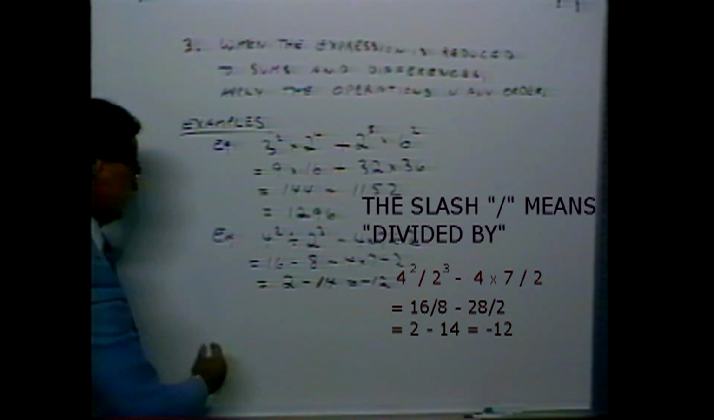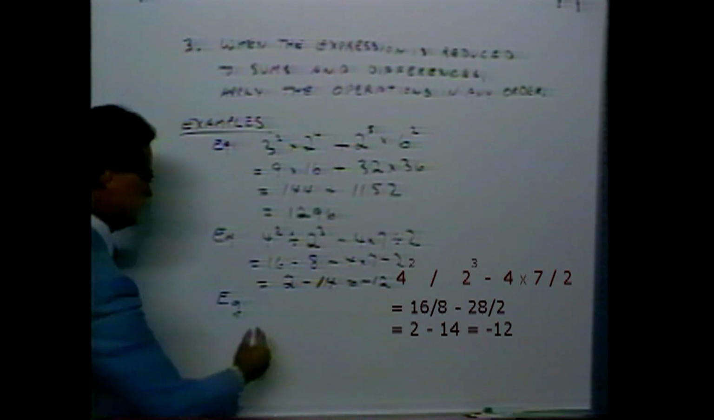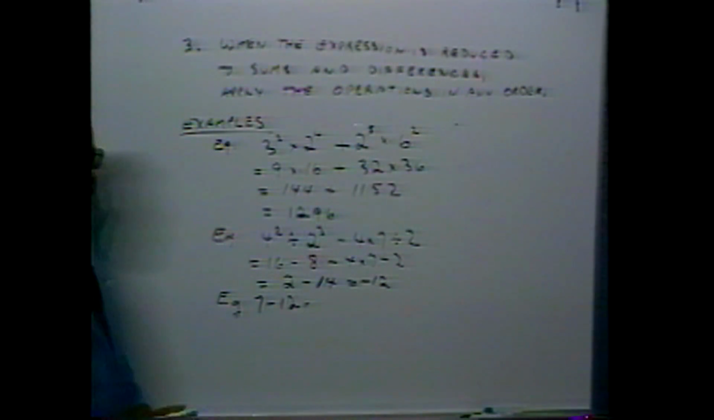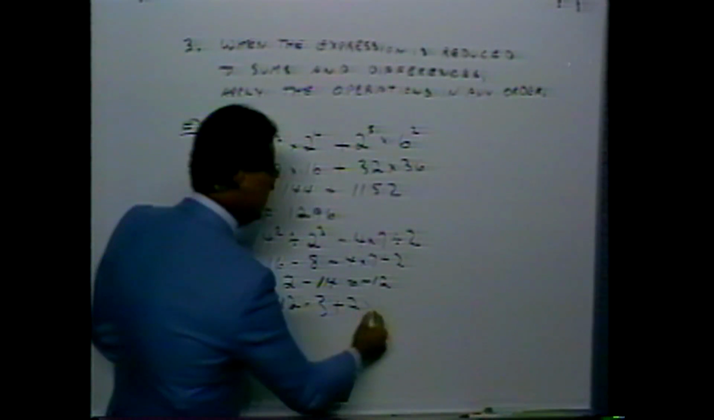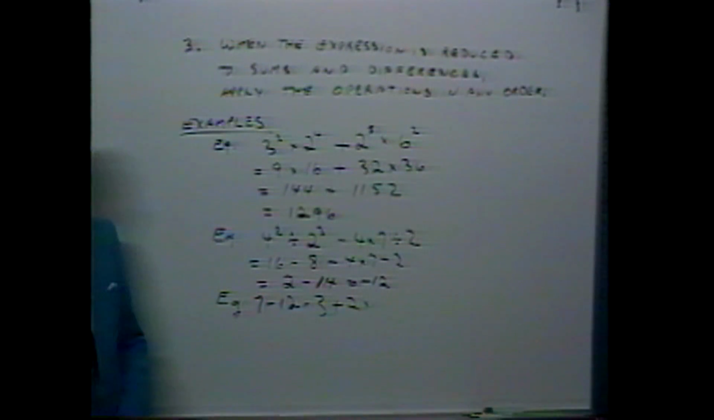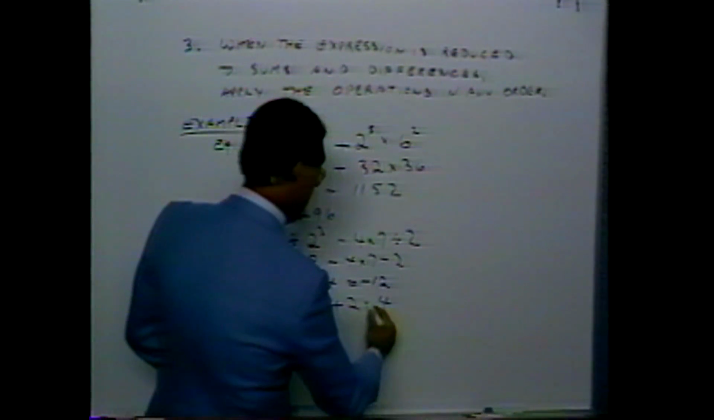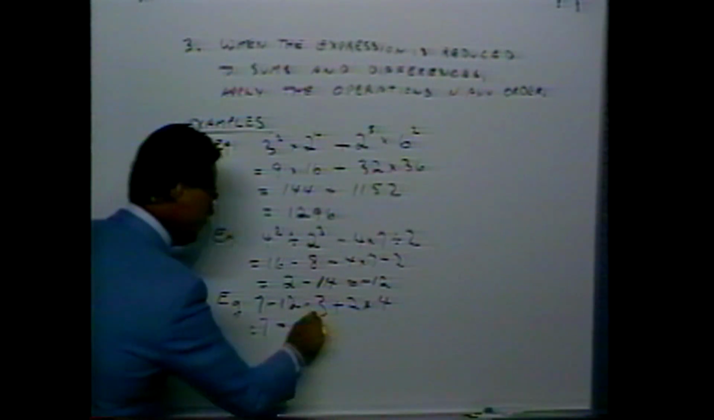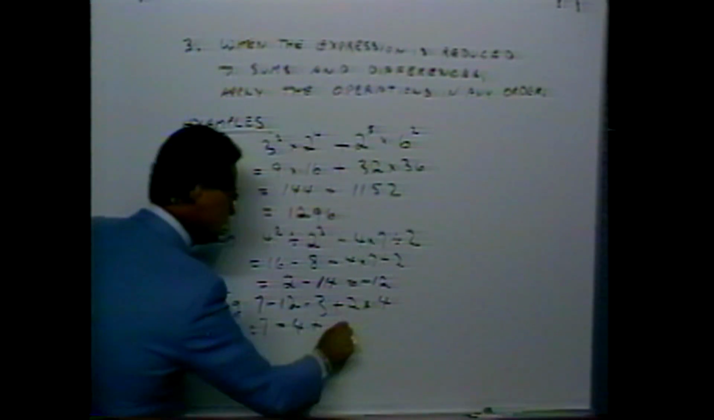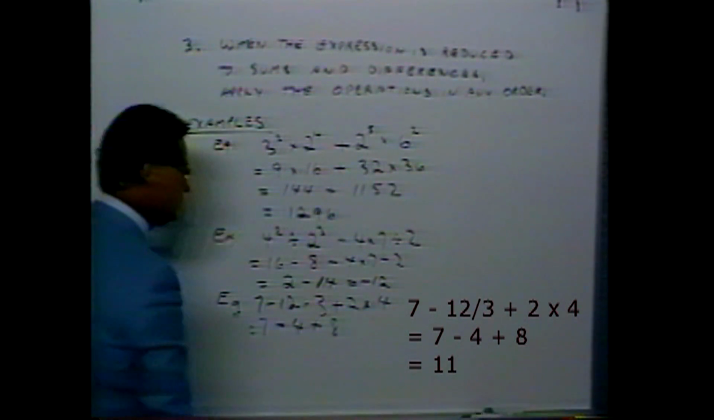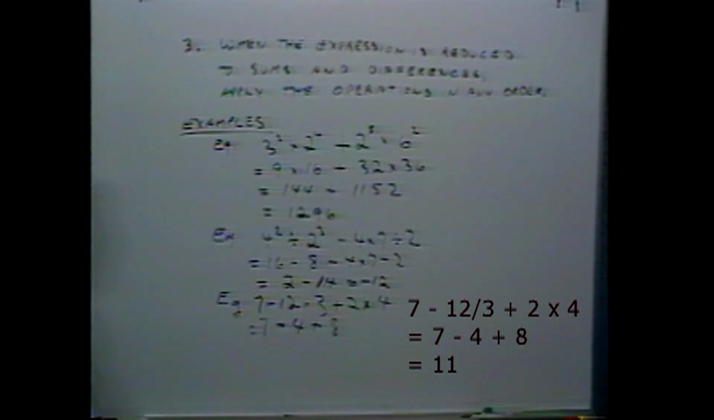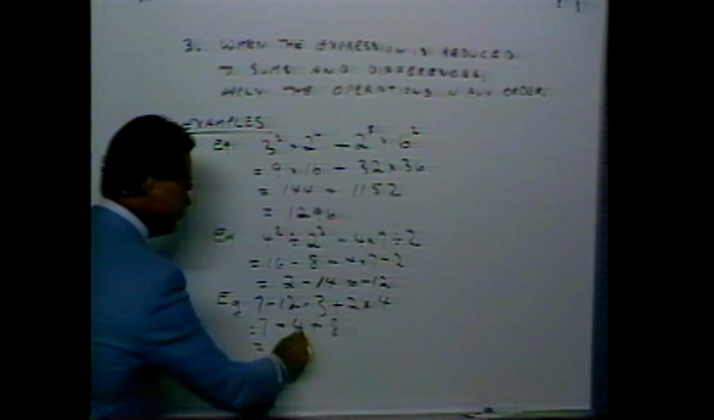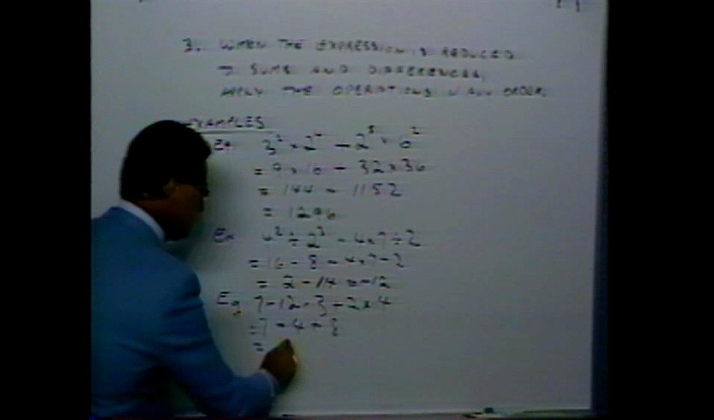Another example, we have 7 minus 12 divided by 3 plus 2 multiplied by 4. So we write 7 minus 4 plus 2 times 4, which is 8. This is reduced now to only adding and subtracting. We have 7 subtract 4 is 3, 3 and 8 is 11.